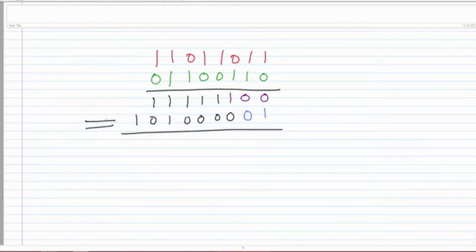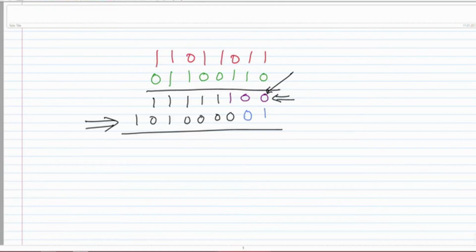So, this is the answer, correct. If I add 1 1 0 1 1 0 1 1 with 0 1 1 0 0 1 1 0, I get this answer, okay. And these are all the carry bits. This is the carry in bit. This is a carry in bit that came from the previous stage, okay.